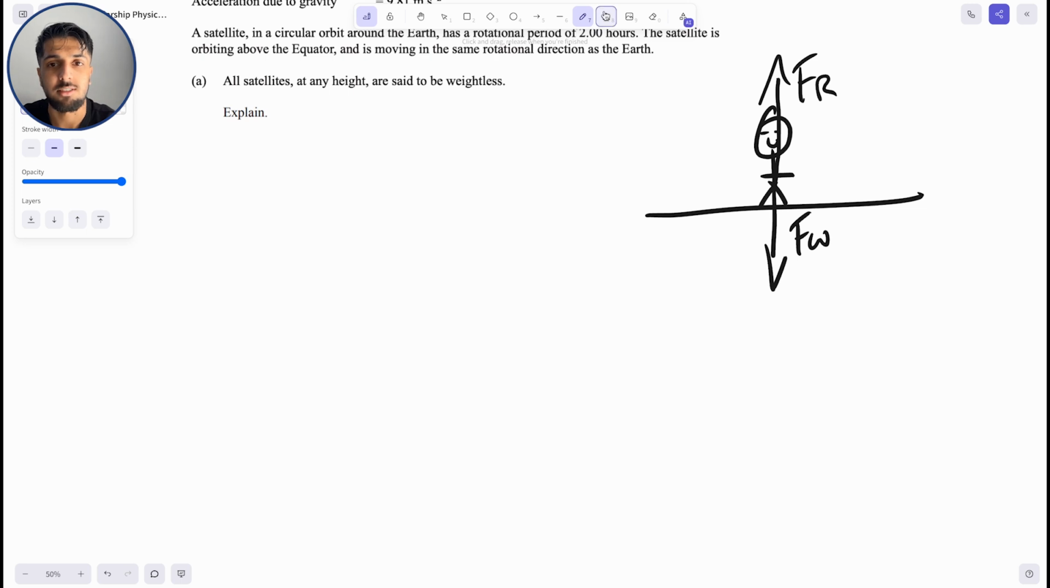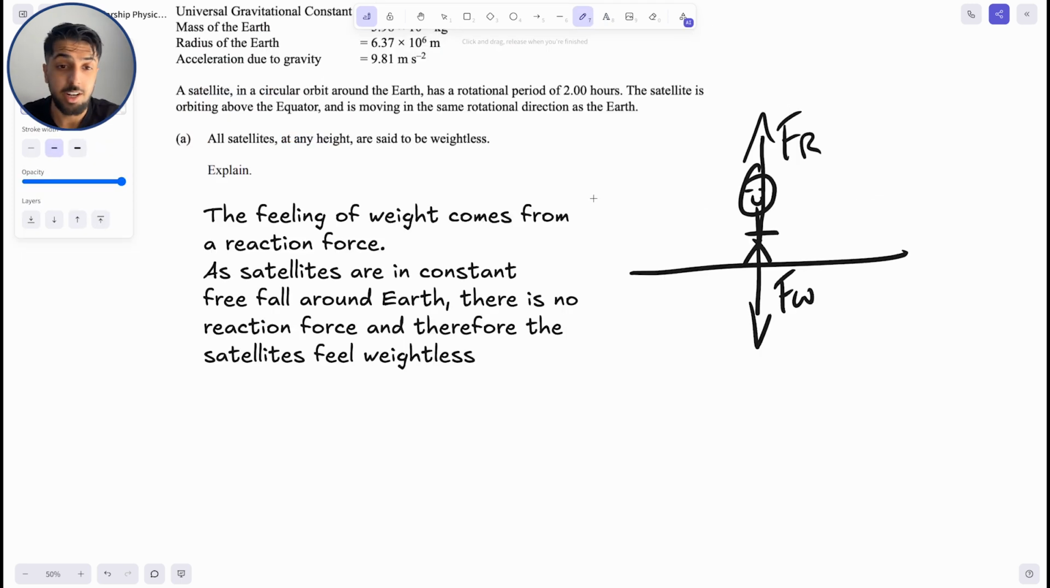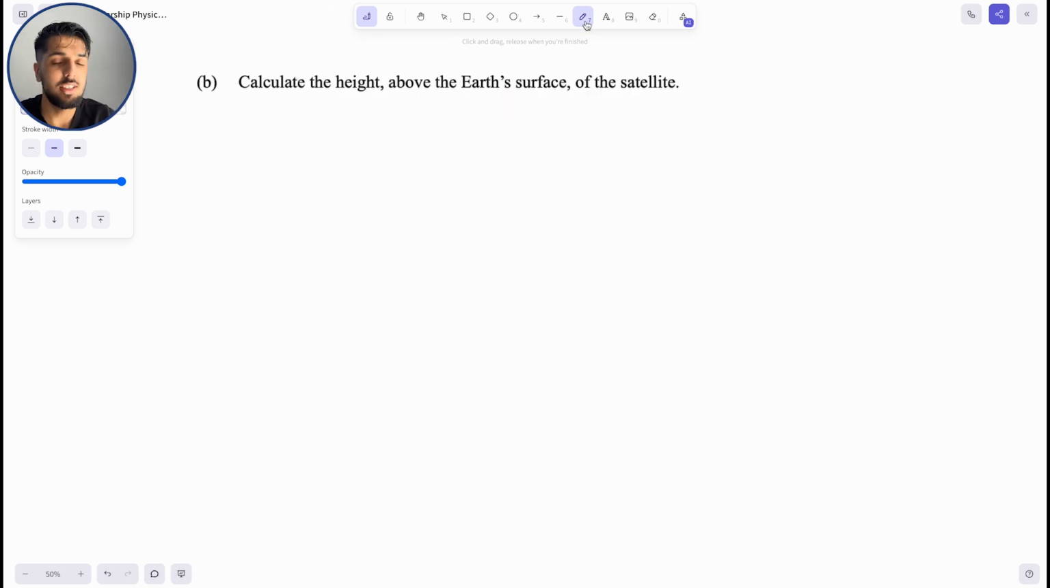So let's write that in. The feeling of weight comes from a reaction force. As satellites are in constant freefall around Earth, there is no reaction force, and therefore the satellites feel weightless. Calculate the height of the satellite above the Earth's surface.